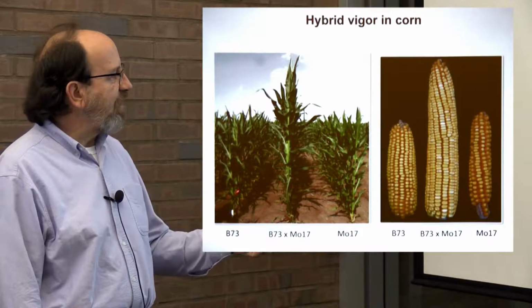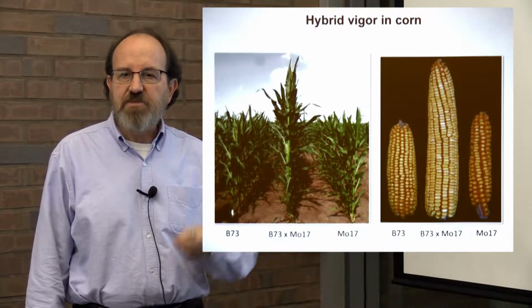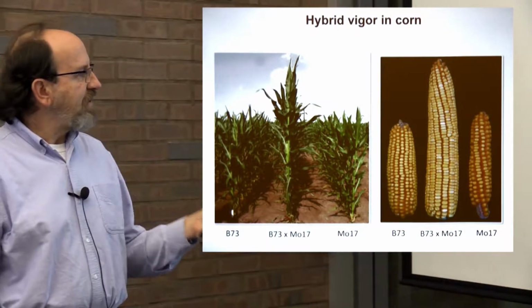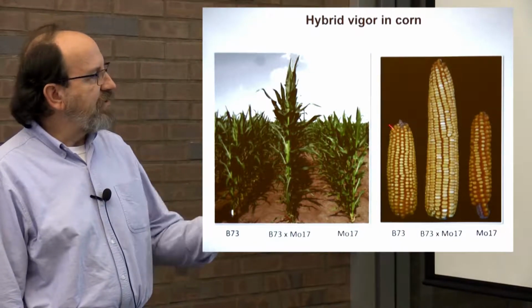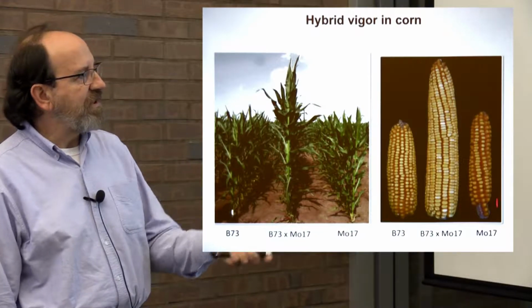And these are highly inbred. Again, you can take this, they're self-pollinated, and the progeny of these plants will look just like their parents because they're completely inbred. Now these plants right here, this B73 gives you an ear that looks like this, and this Missouri 17 plant produces an ear like this.